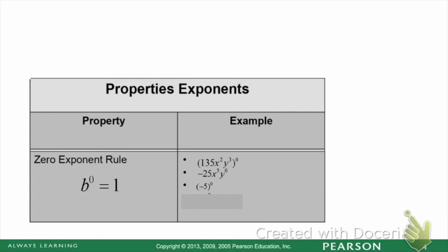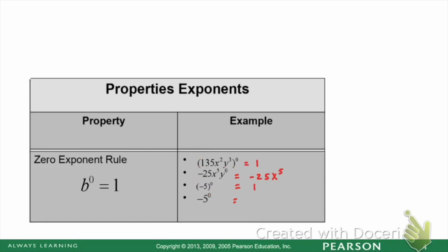This next one looks a lot like the first one that we did, where it was in parentheses and the whole thing is being raised to the zero power. Same thing here. So that entire thing, the negative and the 5, is both being raised to the zero power. So your answer is 1.